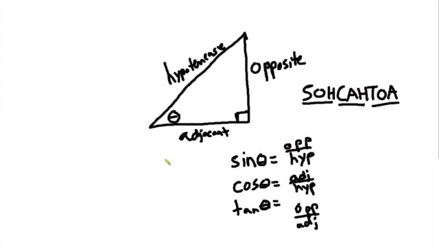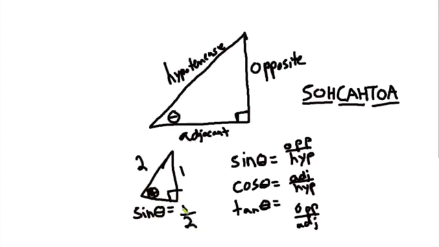So, an example would be, let's say that we have this right triangle, and this angle is 30, or we'll call this theta. And then let's say this side is 1 and this is 2. So what's sine of theta? Well, opposite over hypotenuse. The opposite of theta is 1, and the hypotenuse is 2. So sine theta is 1 over 2, 1/2.